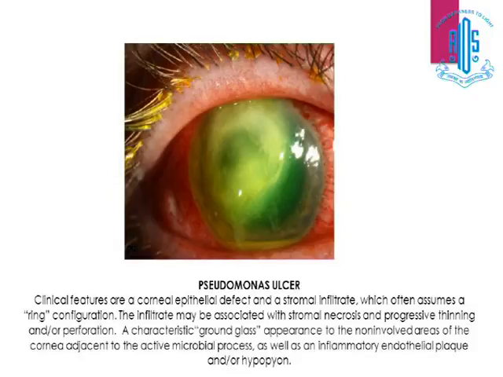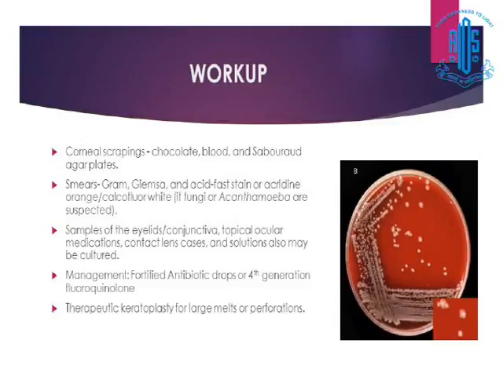So what should the general ophthalmologist's first responsibility be? He should do scraping, smears for Gram, Giemsa, KOH, and culture on blood agar, Sabouraud's agar, and chocolate agar, and come to a diagnosis. Before the results come, he should start the patient on fortified antibiotics, that is fortified cefazolin and fortified tobramycin. And if he suspects a fungal cause, then amphotericin drops or voriconazole drops can be started.